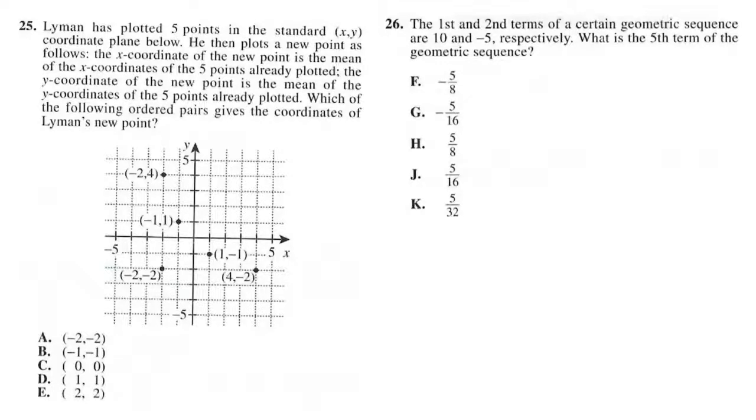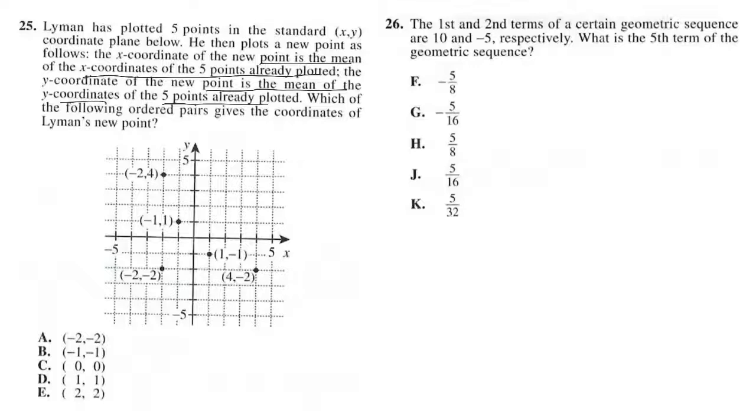Okay, so number 25, just skimming through the problem, we have several points here. I already plotted the y-coordinate of the new point is the mean of the y-coordinates of 5 points already plotted. So which of the following ordered pairs? All right, so notice that we've got a couple of different things here. You're going to have to find the mean of both. Well, all right, so that's just our average.